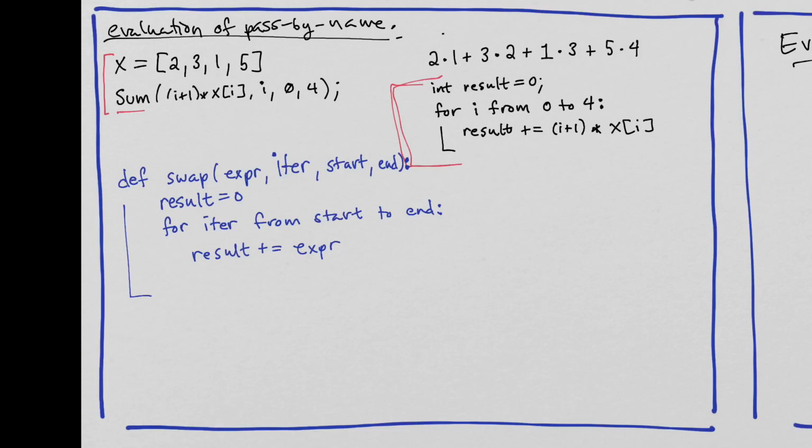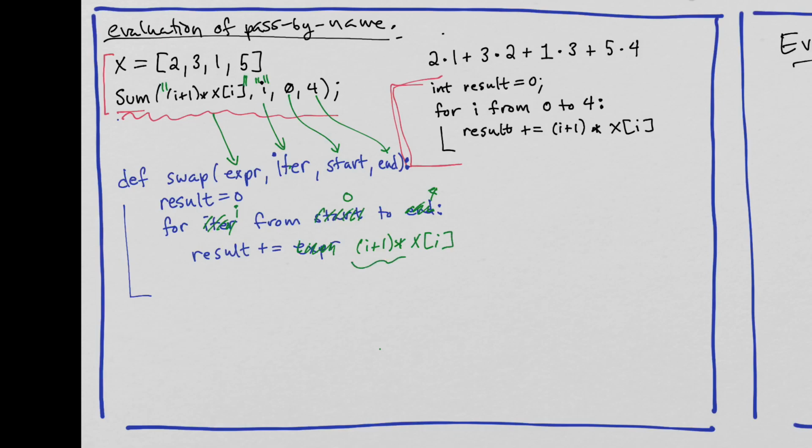And then to run it, I'm going to run exactly this code up here. Why that? Well, what's being passed in for expression in pass by name is the expression itself plus its context of what I and x mean. And what's being passed in for iter is I, 0 is going into start, and 4 is going into end. You can think of this almost like a search and replace. Iter is really I, so this becomes I. Start is really 0. End is really 4. And expression is really I plus 1 times x of I.